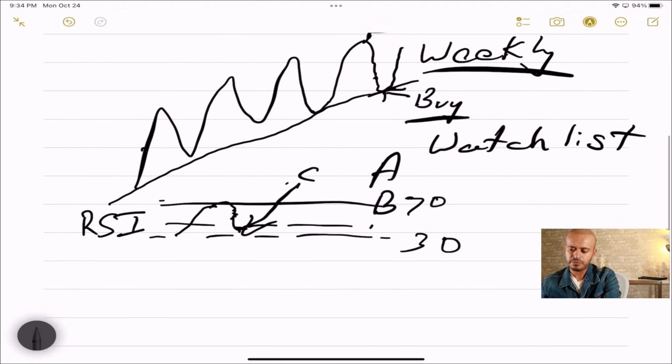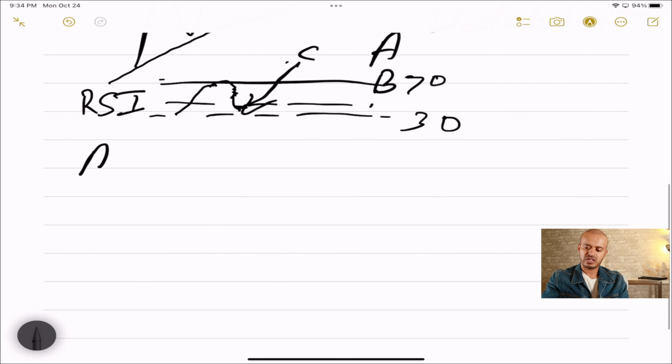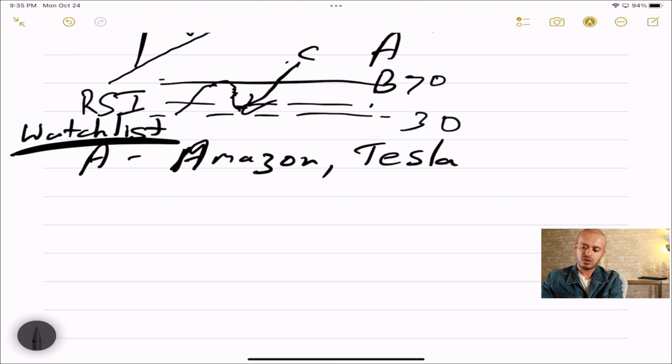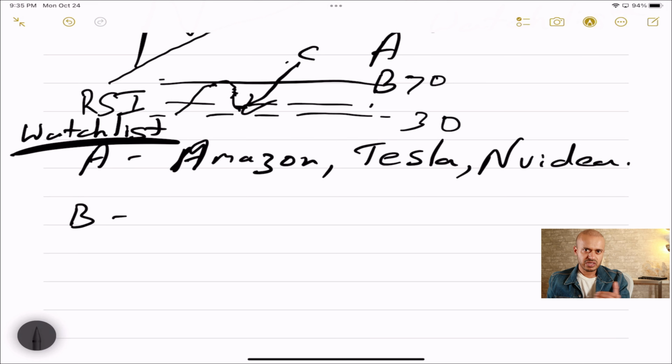So, for example, now let's look into this with actual real life examples. You would have Amazon, you would have Tesla, and this is just stocks that you plan on trading, and this would be your A watch list. I'm just making up names, but you would also have Nvidia. And then you would have the B watch list, which is not coming to the level that you would like to buy it at.